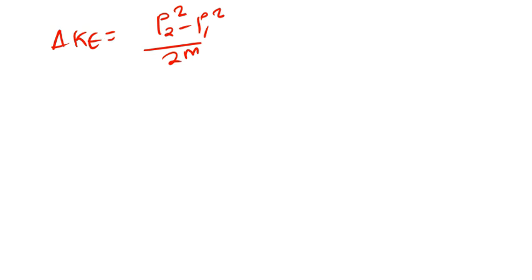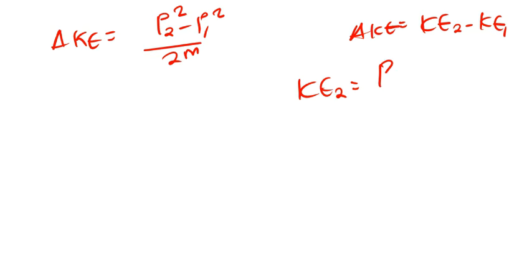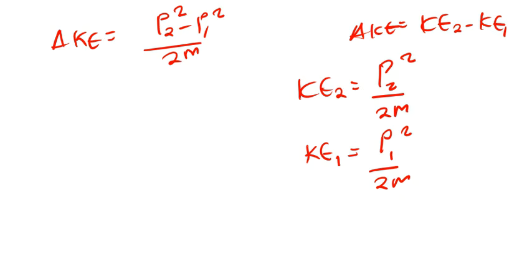What does it mean? Remember what we said. The change in kinetic energy is the kinetic energy 2 minus kinetic energy 1. The kinetic energy 2 is actually P2 squared divided by 2m. Then the kinetic energy 1 is also P1 squared divided by 2m. Since the denominators are the same, you are just combining the numerators. That's how we have found this.